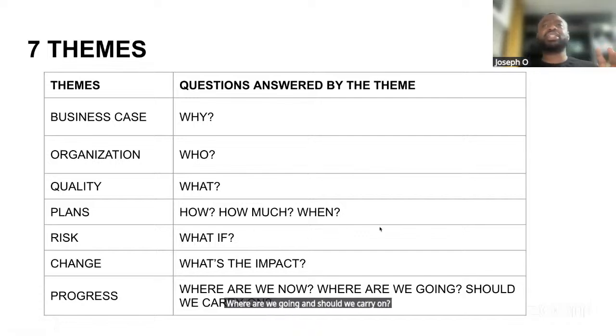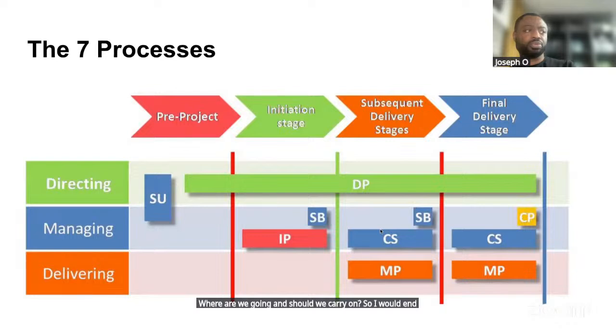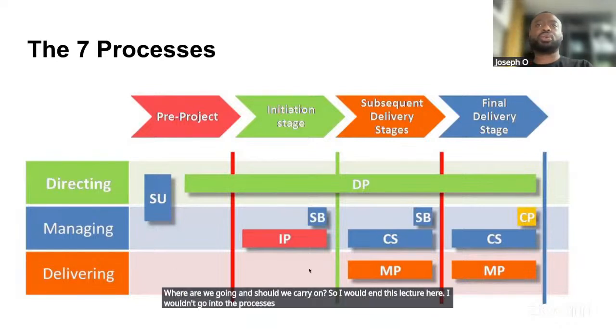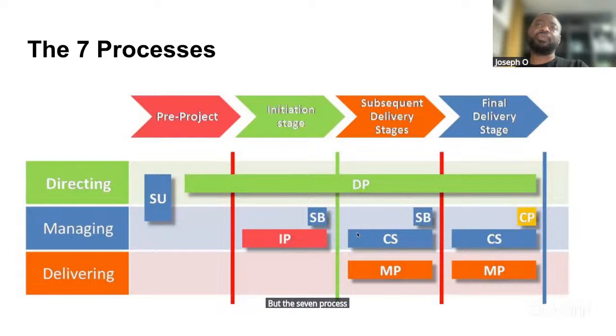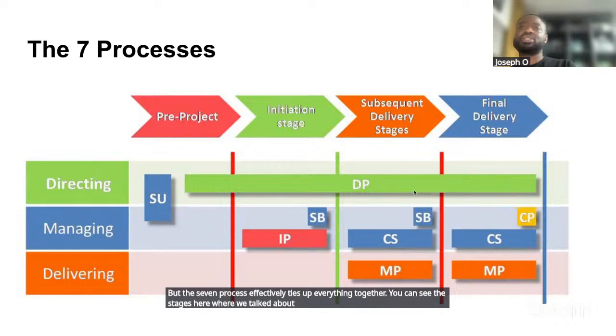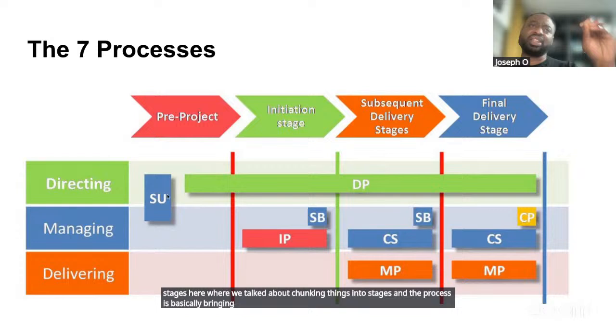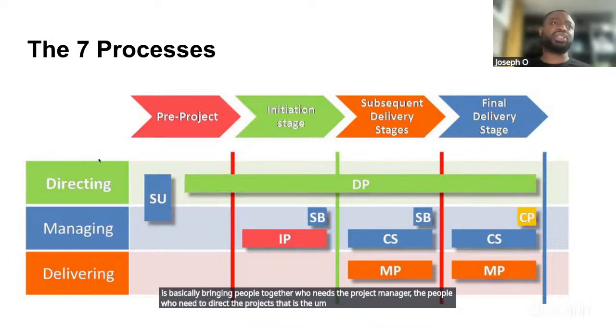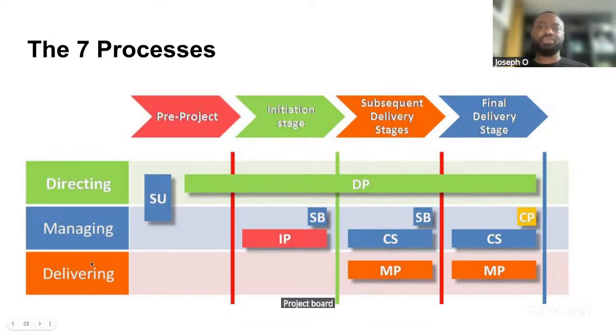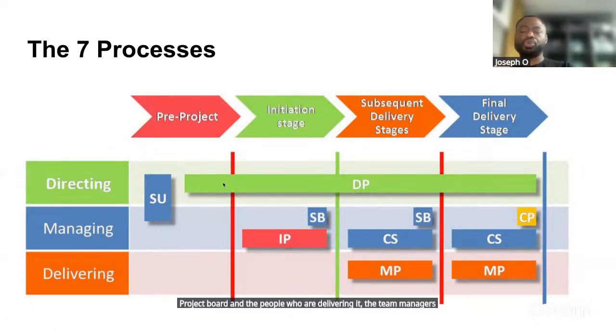So I would end this lecture here. I wouldn't go into the processes because it would take us quite a few minutes to go through the seven processes. But the seven processes effectively tie everything together. You can see the stages here where we talked about chunking things into stages, and the processes is basically bringing people together who need the project manager, the people who need to direct the projects, that is the project board, and the people who are delivering it, the team managers. So we'll go through that later.